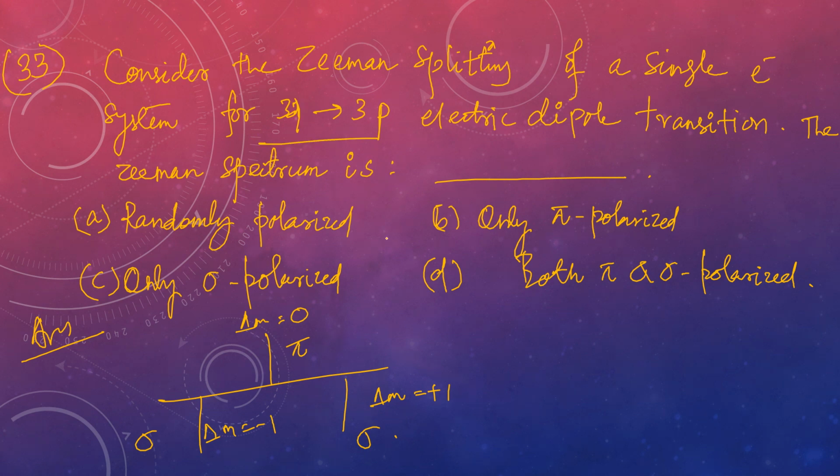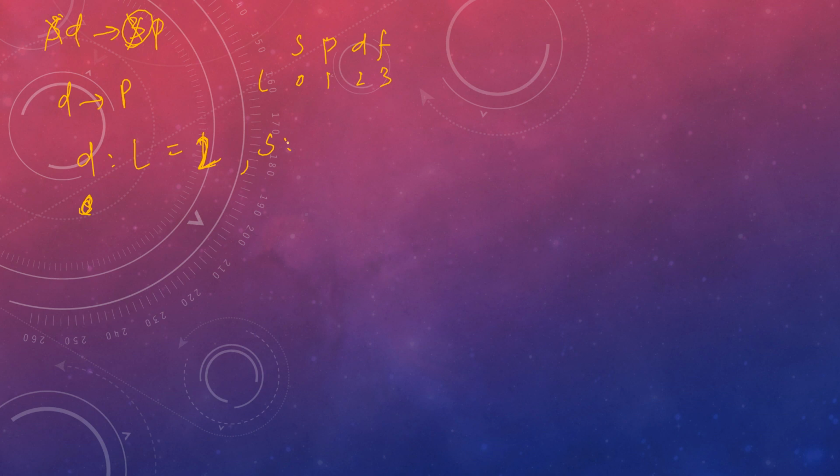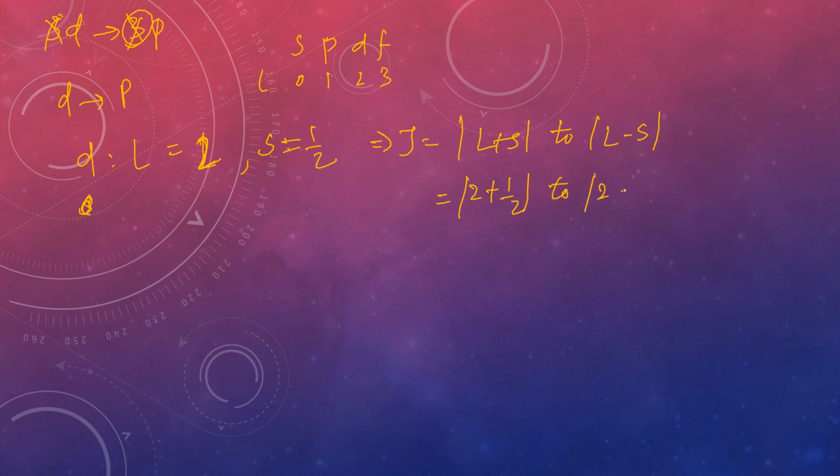Okay, so we'll check it here. In this case, 3D to 3P. Don't consider 3D, 3P, leave it. It doesn't matter. D to P. Okay, we'll do that. So for D, L value is what? 2. S, P, D, F: 0, 1, 2, 3. L value is 2. S value is what? S value is half because it's electron. So J values are L plus S to L minus S. So 2 plus half, 2 minus half. So that is 5 by 2, 3 by 2.